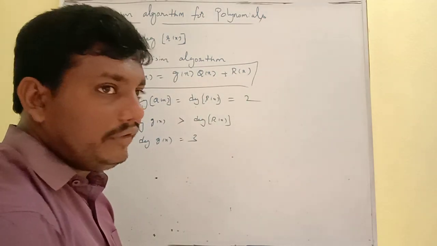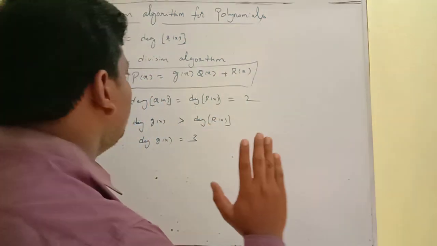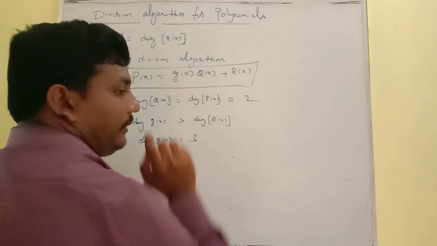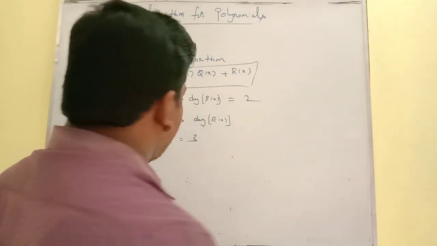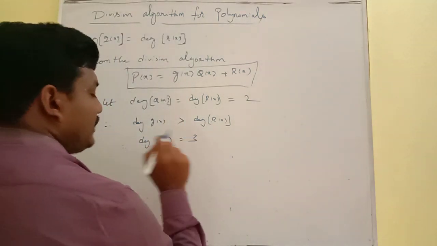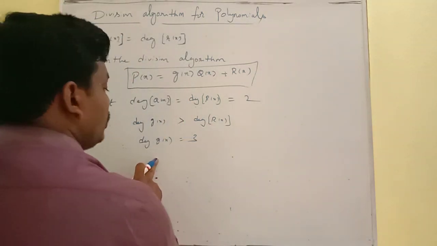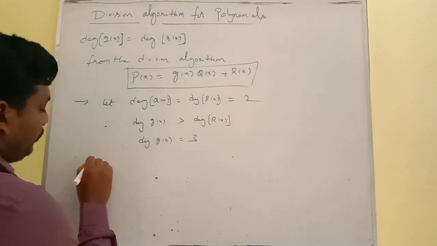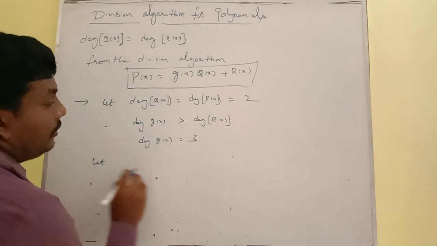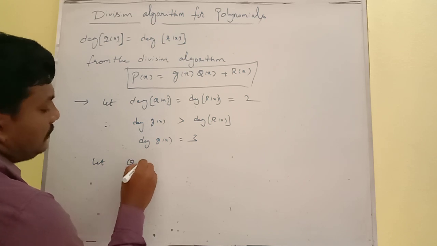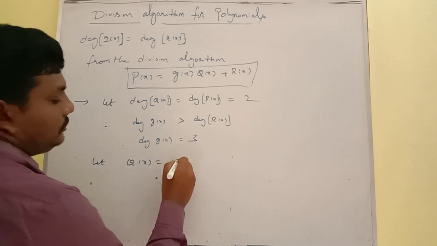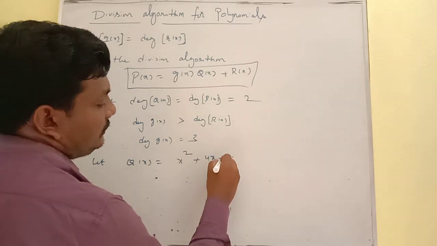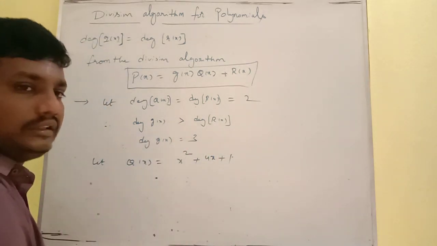So now always we have to try to give the examples for g of x and q of x and r of x. Okay, so now the degree of g of x is 3, and the degree of this one I have taken. So therefore let the polynomial q of x be equal to x square plus 4x plus 1. I am going to consider this one.